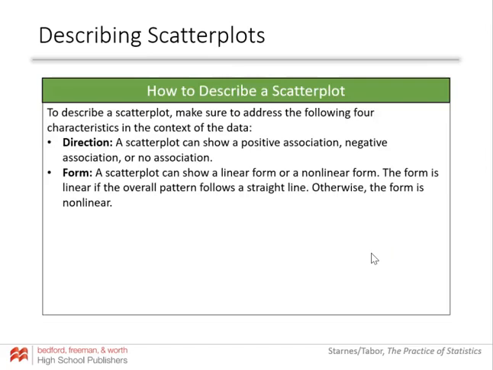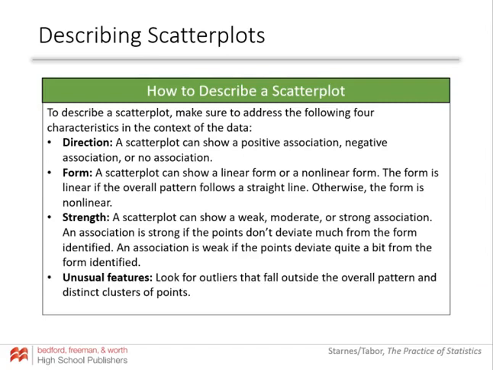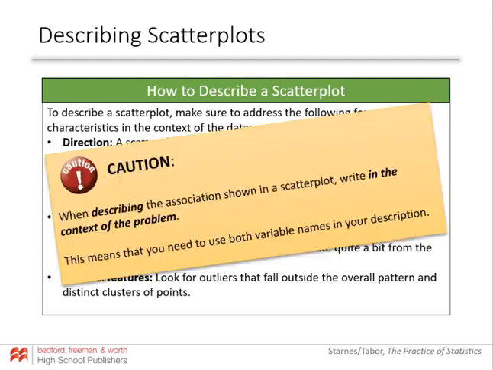Form, we're going to either call it linear or nonlinear. Sometimes you'll see the word curved used. So does it make a straight line or does it curve? Strength, we're going to call it weak, moderate, or strong. We'll also look at the correlation coefficient R to give us a better idea of which one of those words we should pick. And then unusual features. If there's an outlier, if there are two separate clusters, things like that, we want to point out in our description.